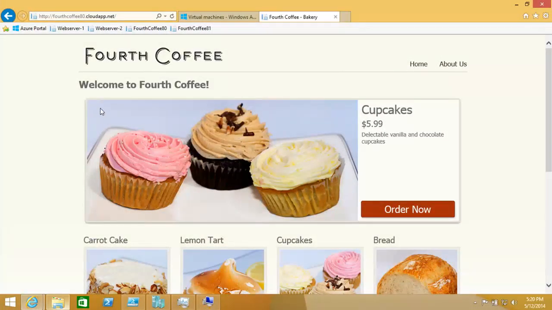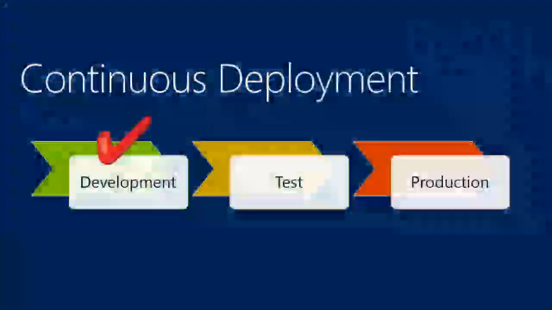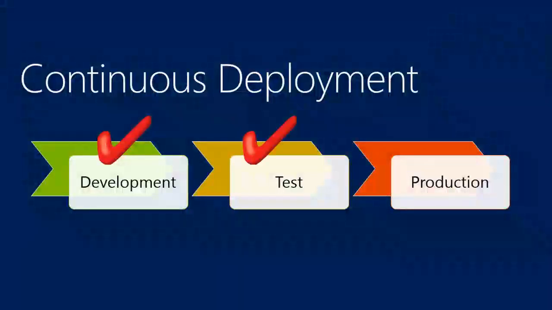So here is the Fourth Coffee website application, gone from dev stage in the pipeline, which was in a local VM, to the test environment, which actually happens in Azure. And we can put a checkbox on that test phase as well.